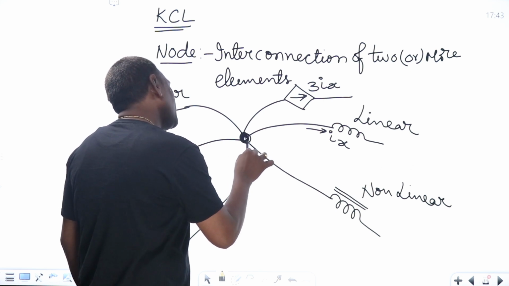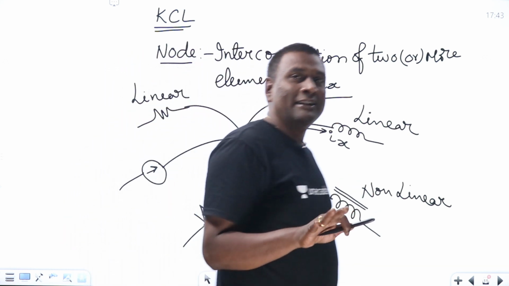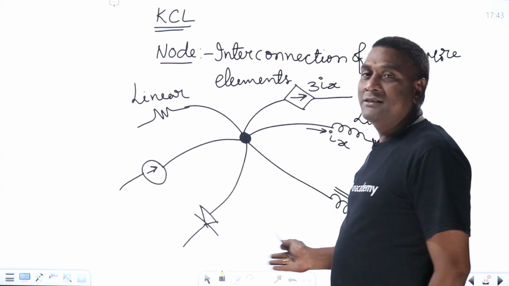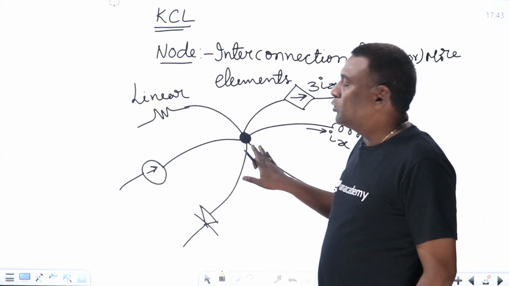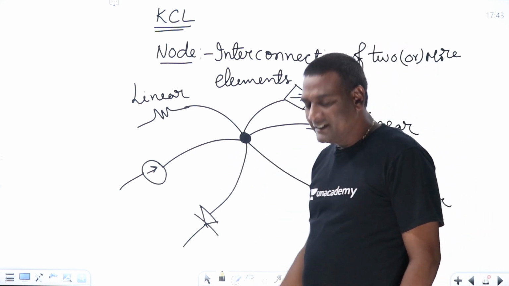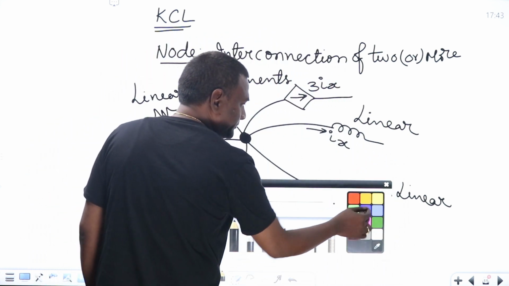So, this particular node does not have any properties of its own, meaning that it cannot store charge. Okay, for example, if I think of capacitance, it can store charge. That is its own property, but a node does not have any kind of property of its own, meaning that it cannot store charges.